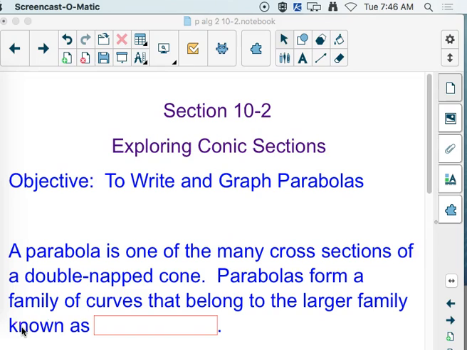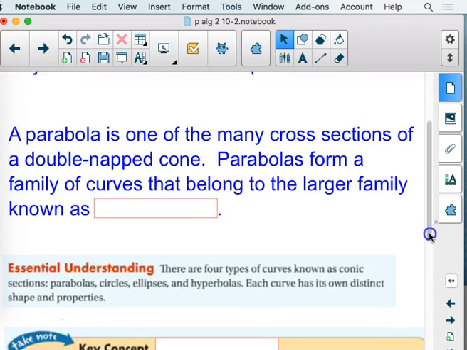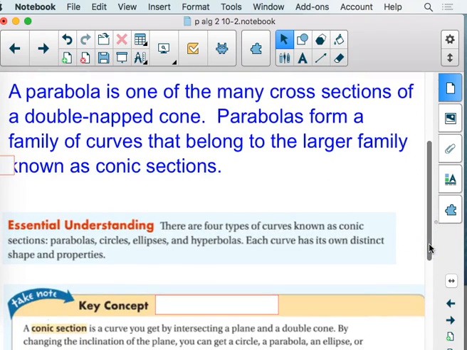So 10.2, we're going to talk about exploring conic sections. We're going to write and graph parabolas. And a parabola is one of the many cross sections of a double napped cone. Parabolas form a family of curves that belong to the larger family, which is known as the conic sections. So a double napped cone, and you'll see it in the picture down here in a little bit, is like a snow cone wrapper with one facing up and another one facing down.